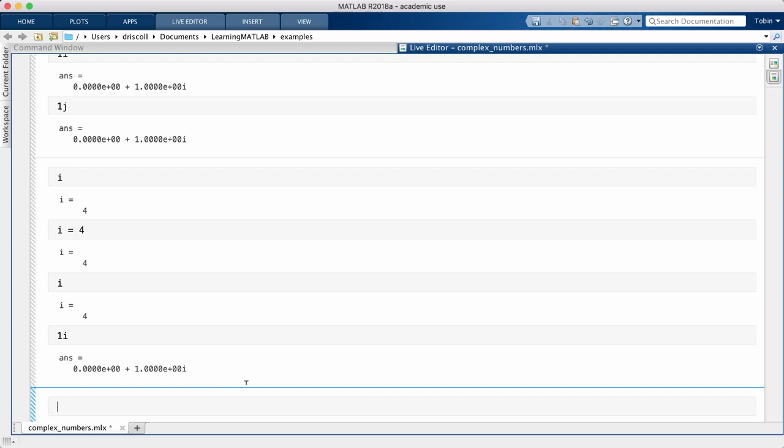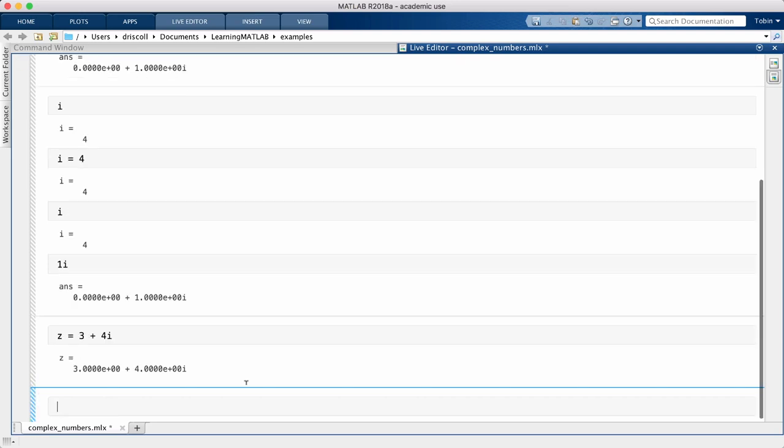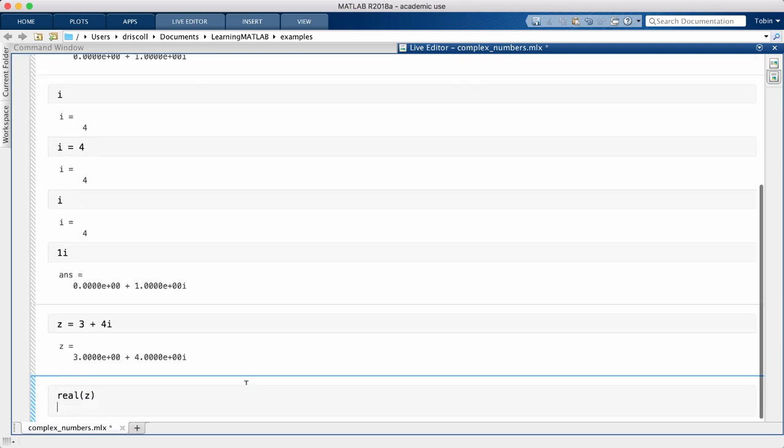Complex numbers are a combination of real and imaginary terms. So for instance, we can define z as 3 plus 4i. We can extract the real and imaginary parts of z using the functions real and imag.